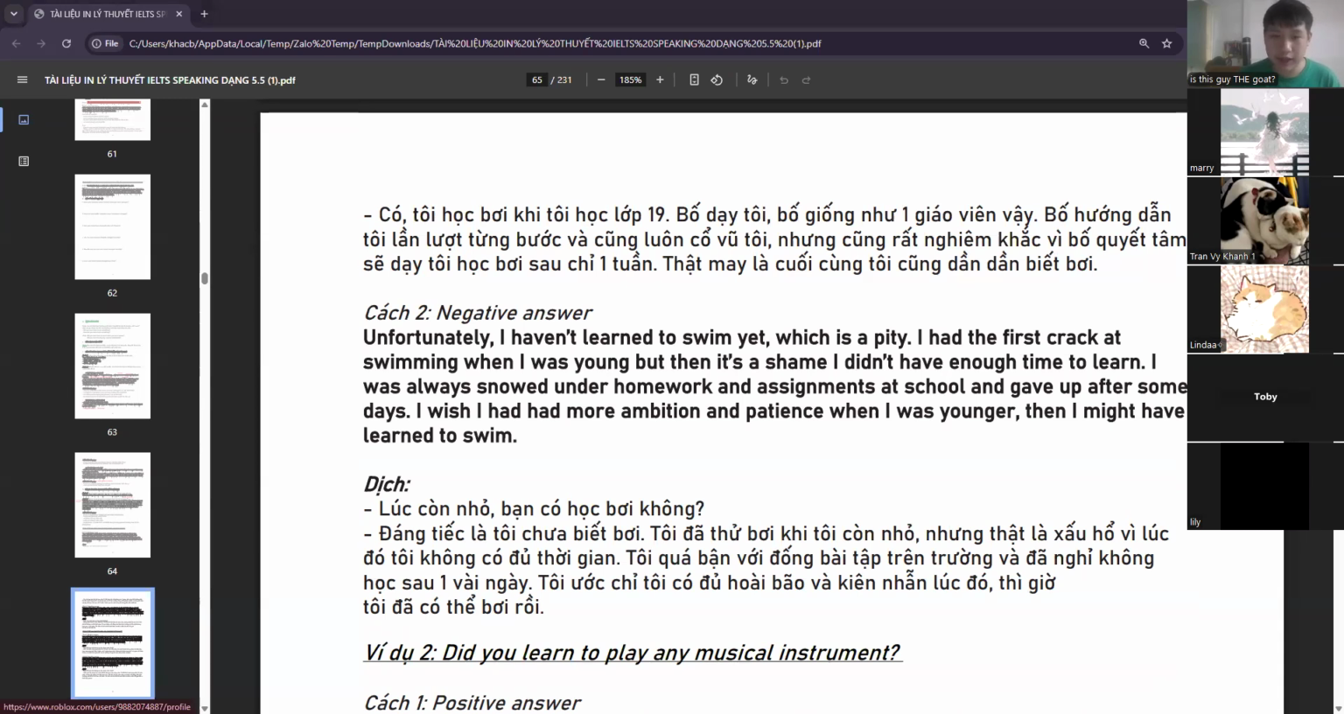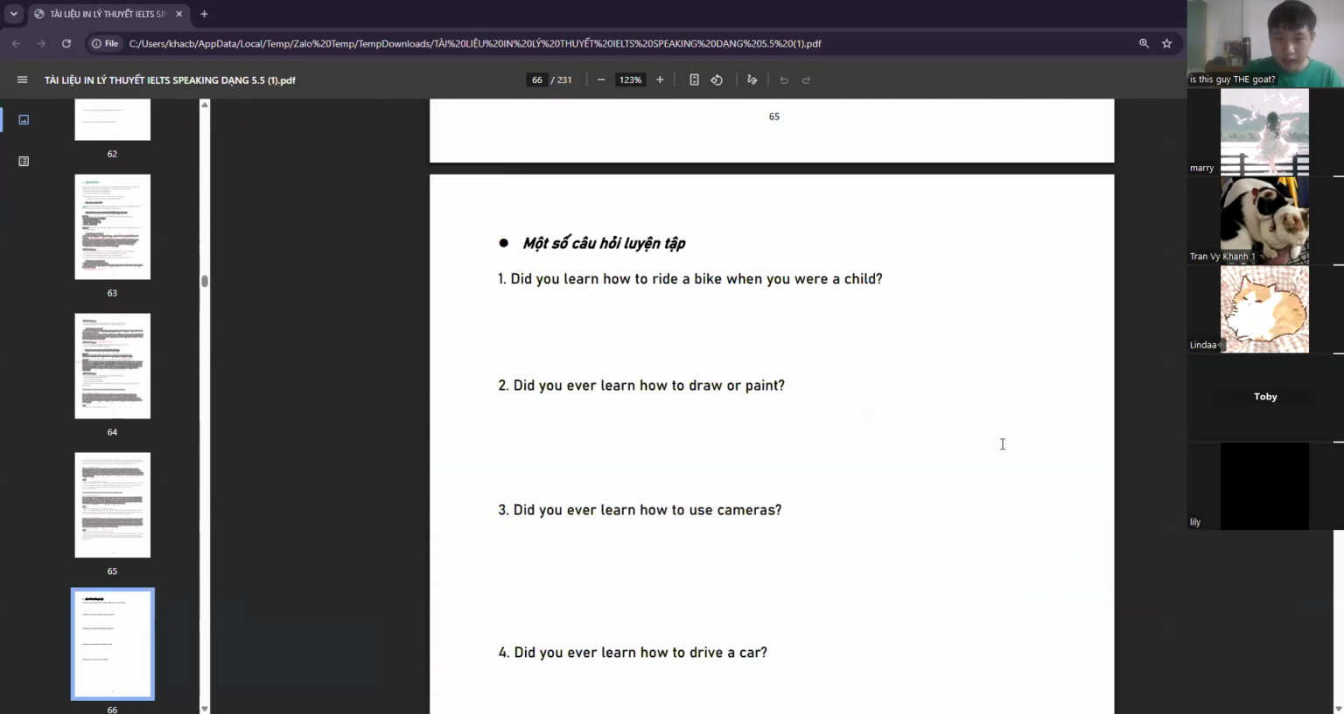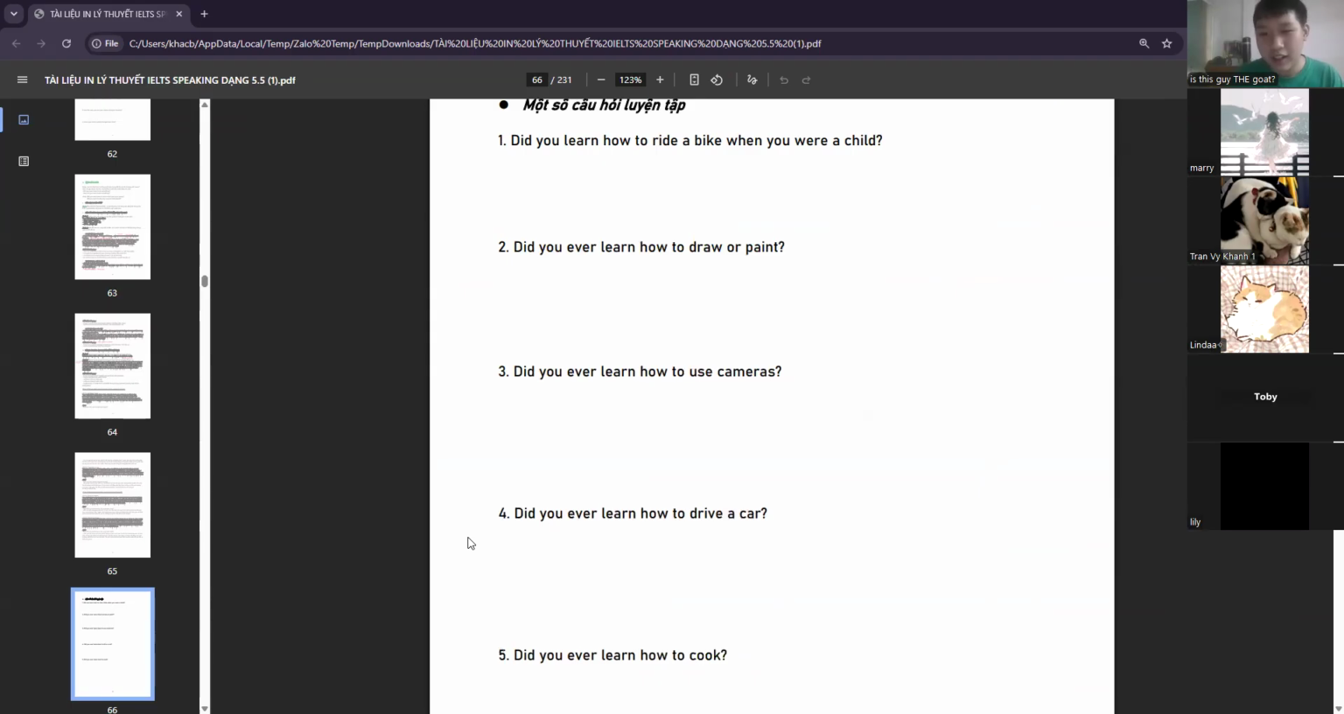Would anybody like to answer negatively for this question? Would anybody like to answer negatively for any of these questions? I feel like one of these questions will definitely be, okay, question four. You shouldn't answer question four, respectfully, because none of us know how to drive. Alright, so would anybody like to answer one of these questions, except for question four? Anyone?